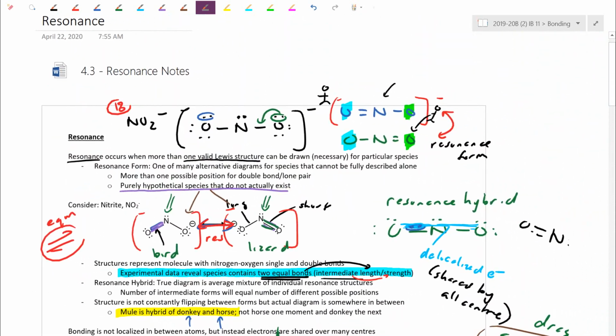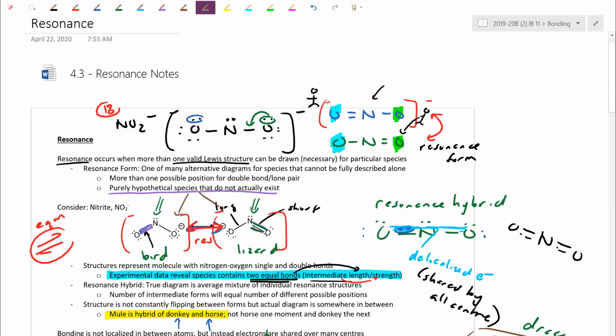Remember, not everything shows resonance. If you find that this atom could be double bonded, or this one could be double bonded, you have to show all the possible resonance forms. Be careful, none of these forms actually exist. The real form, called the resonance hybrid, is this solid line and dash diagram. The dash refers to electrons being delocalized, shared over the atoms. We can use bond order to figure out how strong the actual bond is. The hybrid is not constantly flipping between forms.